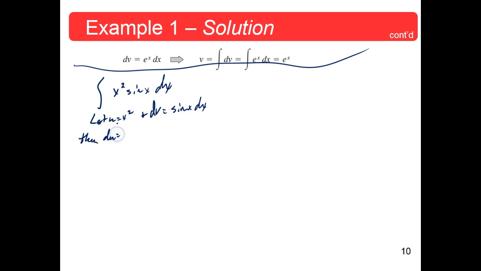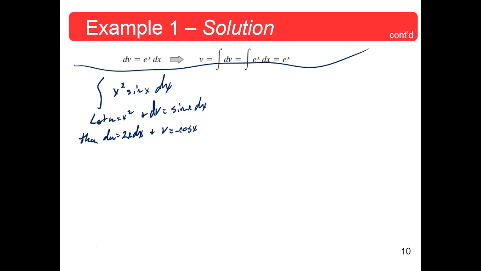du is equal to 2x dx. Okay? That got a little simpler. And over here, v is equal to cosine x. No, that's not quite right. Negative cosine x. Okay? Because when you take the derivative of negative cosine, you get negative of negative sine, and that sure enough is a sine. Okay, and where do we go from here?